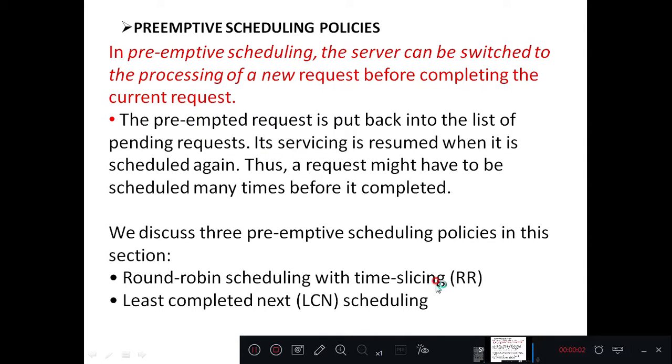Good morning, students. So in the last class we discussed non-preemptive scheduling techniques, in which we discussed two types of non-preemptive scheduling technique. One is first come first served scheduling technique, and the second one is shortest request next scheduling technique. Right. So in today's class we will discuss the different types of preemptive scheduling policies. Right. So what do you mean by preemption?